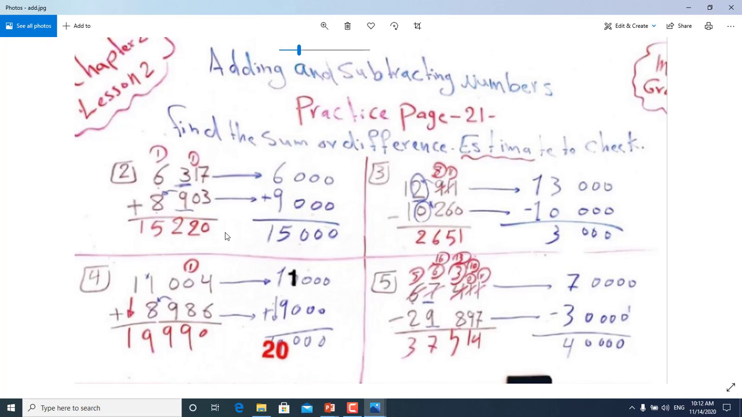We'll start at the right. 7 plus 3 is 10. Write 0, regroup 1. 1 plus 1 is 2. 2 plus 0 is also 2. 3 plus 9 is 12. Write 2, regroup 1. 1 plus 8, 1 plus 6 is 7.